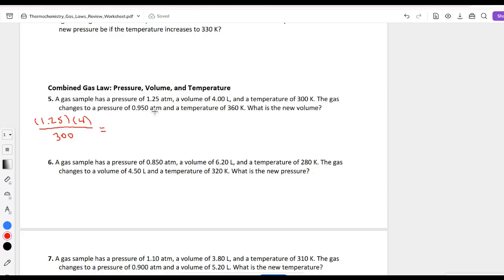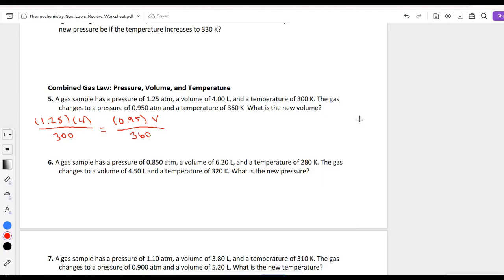So this is ATM, pressure. So our P2, the second pressure, because it's changed, is 0.950. I'll just put that. And it's not giving us the volume, so that's what we're going to solve for. And our T2, our temperature 2, is 360 Kelvin. All right, so what I like to do is start by simplifying the left side. So I'm going to go 1.25 times 4.